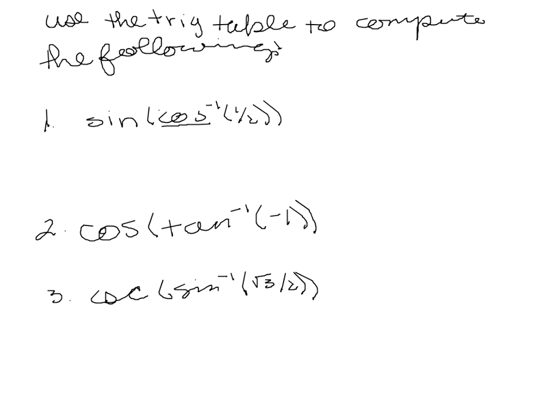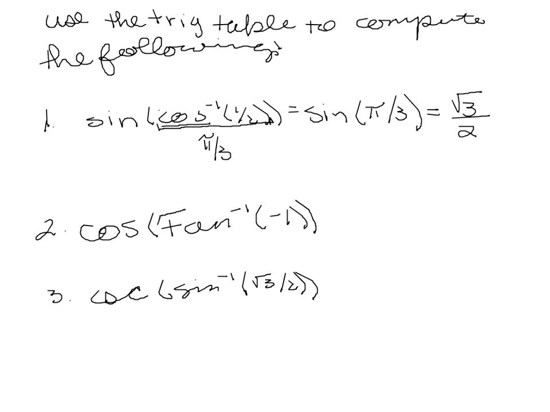Okay, so first I evaluate inverse cosine of 1/2, which is pi over 3. So this becomes sine of pi over 3. And sine of pi over 3, using your table, is the square root of 3 over 2. So the square root of 3 over 2 is the answer.